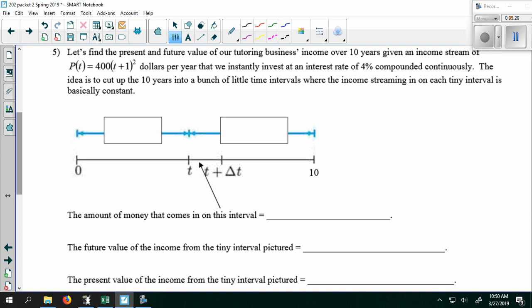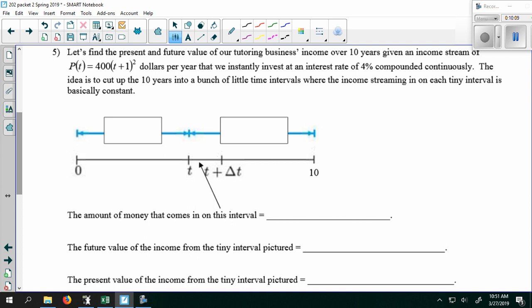Okay, so we want to find the present and future value of our business over 10 years. Given an income stream of P of T is 400 times (T plus 1) squared dollars per year, that we are going to instantly invest at an interest rate of 4% compounded continuously. So our income stream changes over time. So it's not a constant amount. So I can't do the thing I did with Big Tree, right? I can't just take the 6 million and invest it, because the income is always changing. So the idea is to cut up the 10 years into a bunch of little time intervals where the income streaming in on each tiny interval is basically constant.